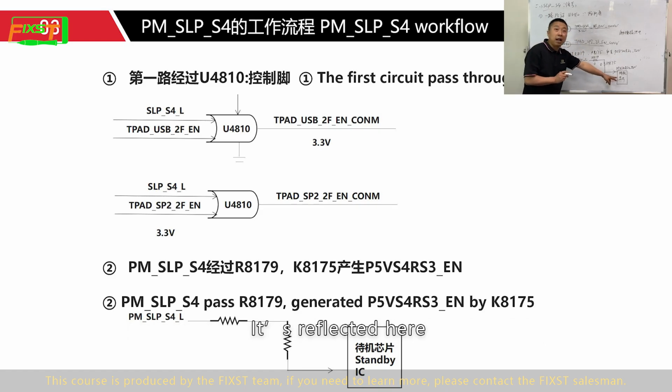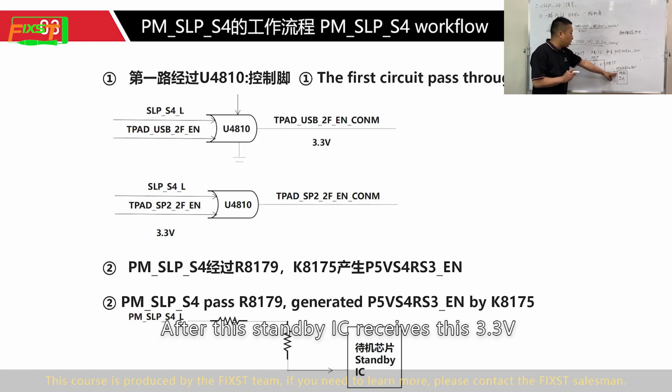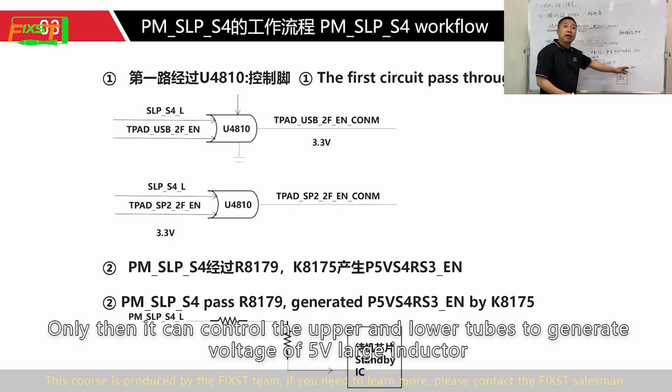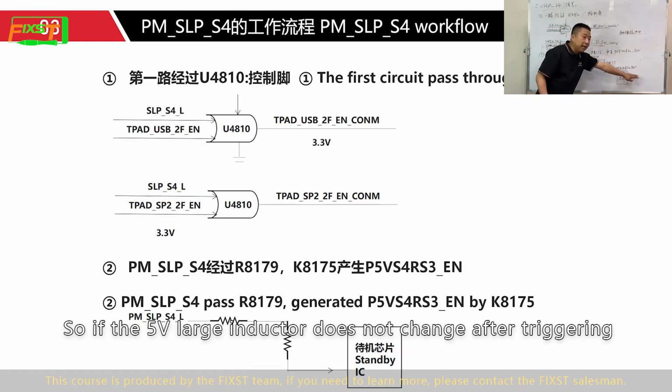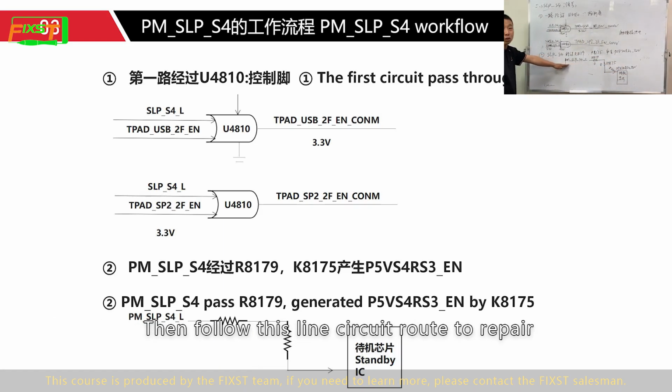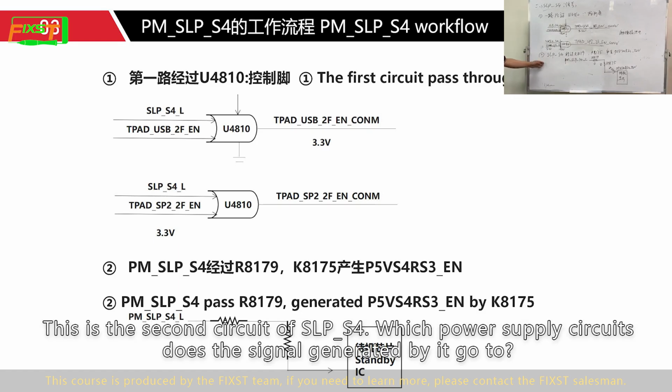It's reflected here. After this standby IC resistor 3.3V, only then can it control the upper lower tube to generate the voltage of 5V large inductor. So if the 5V large inductor does not change after triggering, then follow this circuit road to repair. This is the second circuit of SLP S4, which power supply circuit does not signal generated by it go to.